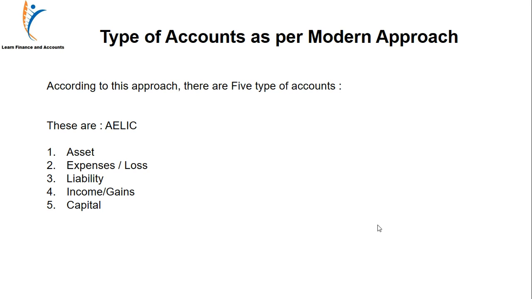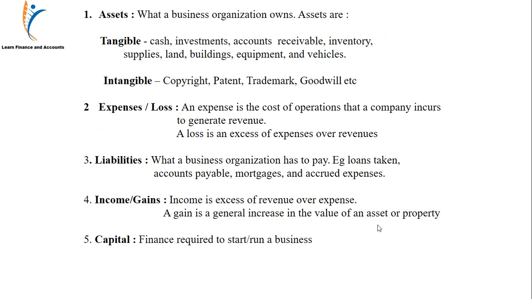Fifth is capital. Now what are all these? Let us talk about these in detail. The first account, assets. Assets are what a business organization owns. A business organization can have cash, investment, accounts receivable, inventory. Now, what are accounts receivable? We'll talk about that. Inventory, supplies, land, building, machinery, vehicles.